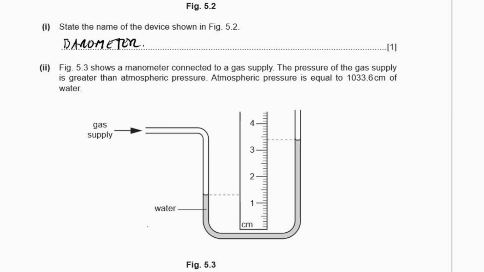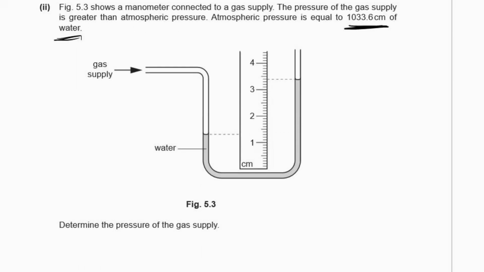Atmospheric pressure is equal to 1033.6 centimetres of water. Right. Key point here: we're dealing with water, and they've given us a value in centimetres. That normally means they want an answer in centimetres of water. This is not some kind of strange magic. Because they've given us centimetres of water and we know the height difference in centimetres, they've put a ruler there for us. So determine the pressure of the gas supply.